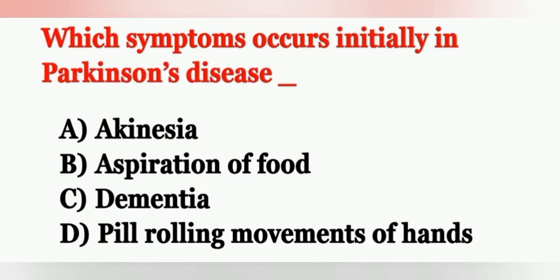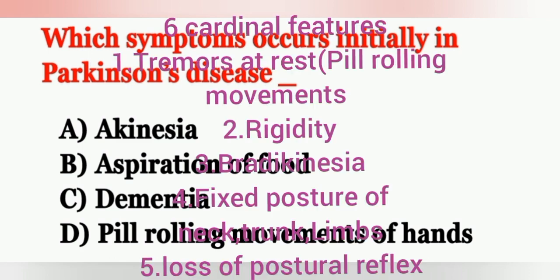Next question we can see, which symptom occurs initially in Parkinson's disease? Options: option A akinesia, option B aspiration of food, option C dementia, option D pill rolling movement of hands. Which is the initial symptom in Parkinson's disease?